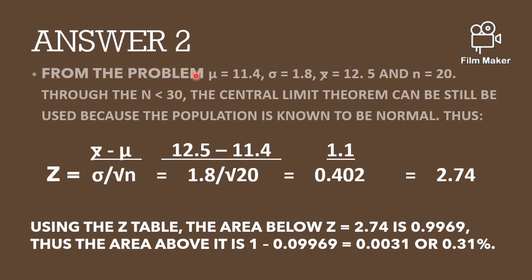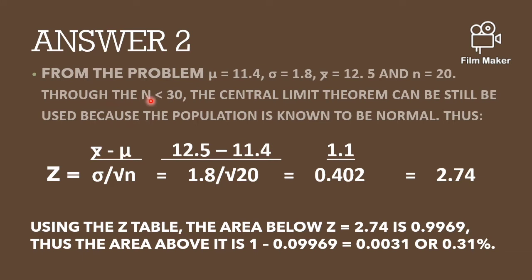From the problem, mean is equal to 11.4, and then the standard deviation is 1.8, and then x bar is 12.5 and n is 20. Take note, bakit 20? Eh, di ba dapat 30? Kasi given naman yung standard deviation. Take note, pag given ng standard deviation, pwede pa rin tayong gumamit ng ganitong formula for central limit theorem.